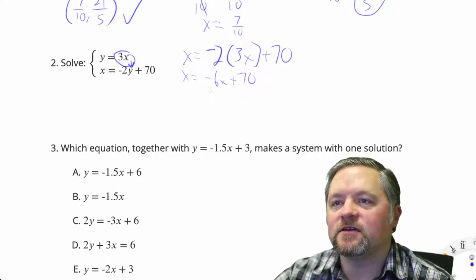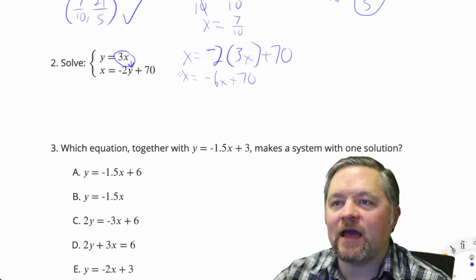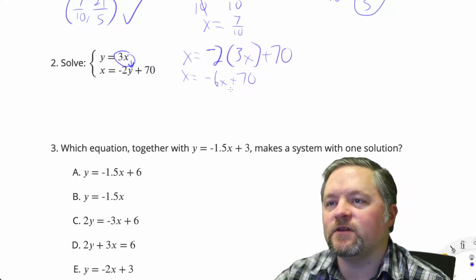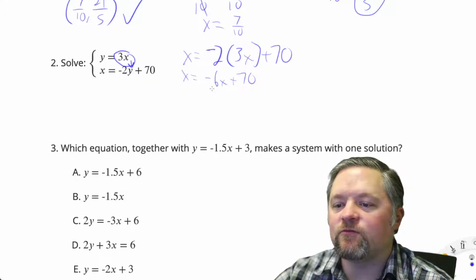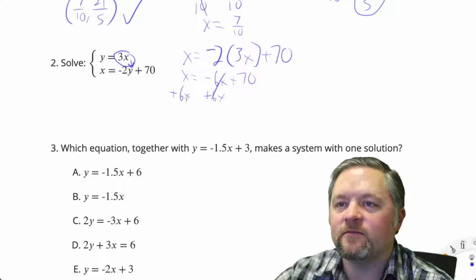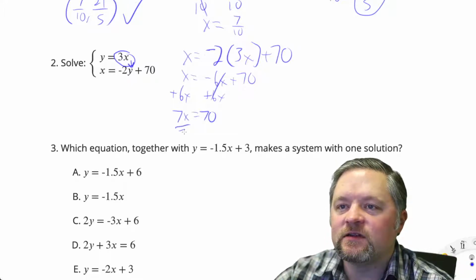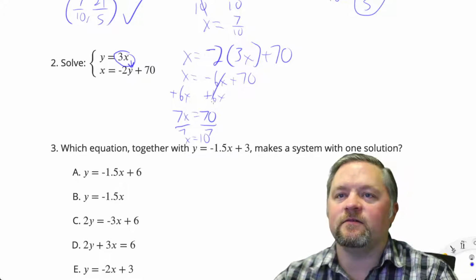We want all the x's on the same side. Right now, the left only has x's. The right has x's and numbers, so if we get rid of the x's on the right, we'll have x's on the left and numbers on the right. How do we get rid of subtracting 6x? We add 6x. Those will cancel. Do it to one side, do it to the other. 7x equals 70. This one should work out nicer than the last one. Divide each side by 7. x equals 10. Are we done?